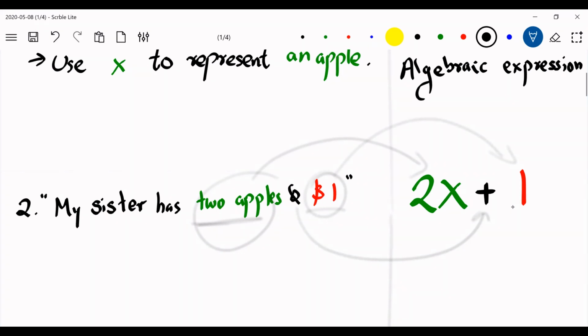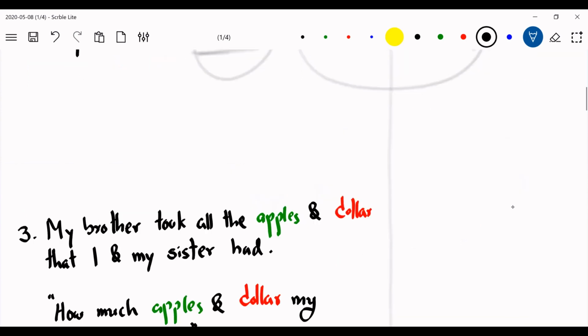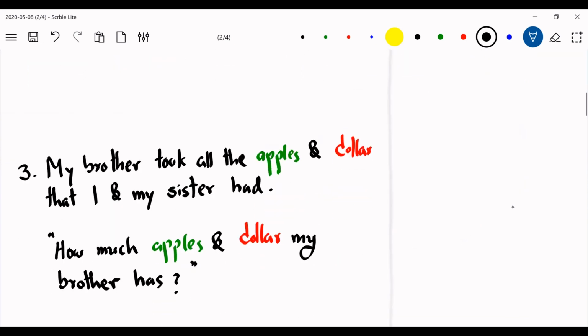Isn't that simple? Yes, it is. When you think of it as 2 different identities, such as apples and dollars, it's easy to understand. Now suppose my little brother came and took all the apples and dollars that I and my sister had, and let's say I want to know how many apples and dollars my brother has.